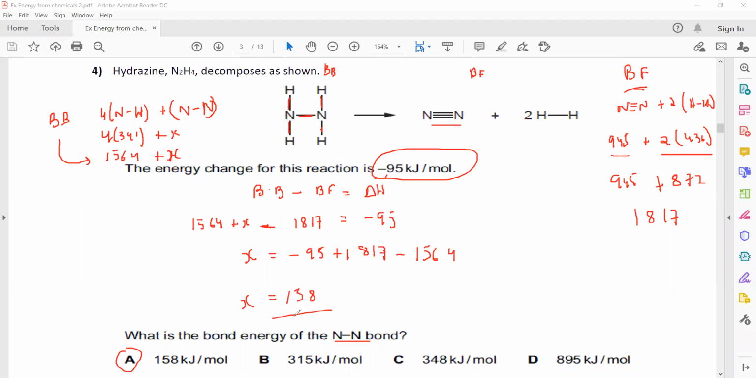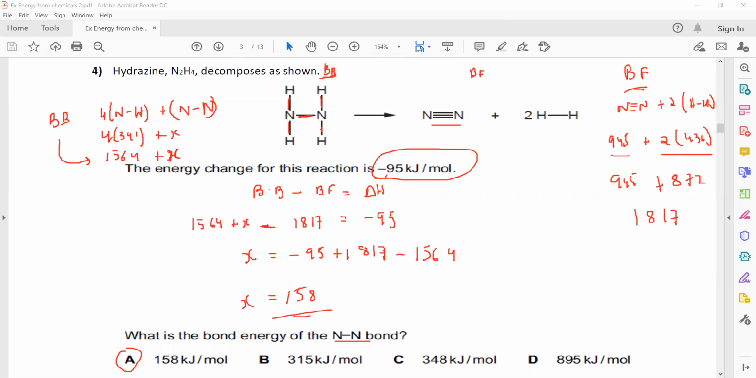Is it clear? So we calculate the bond breaking energy, but the unknown was the nitrogen-nitrogen bond. That's why we say this was X. We calculate the bond forming energy. Bond breaking minus bond forming is equal to energy change. And then you have a mathematical equation which you have to solve to calculate the bond energy. Is it clear?